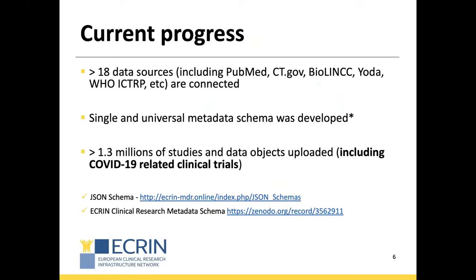So just a few words about our current progress. As I said before, we collected studies and data object records from more than 18 data sources, including clinicaltrials.gov, BioLink, PubMed, et cetera. And metadata from those sources have been collected and linked. We have developed a single and universal metadata scheme. These schemas are very clear and straightforward, so they're available by clicking on these links. So you can take a look if you want later on.